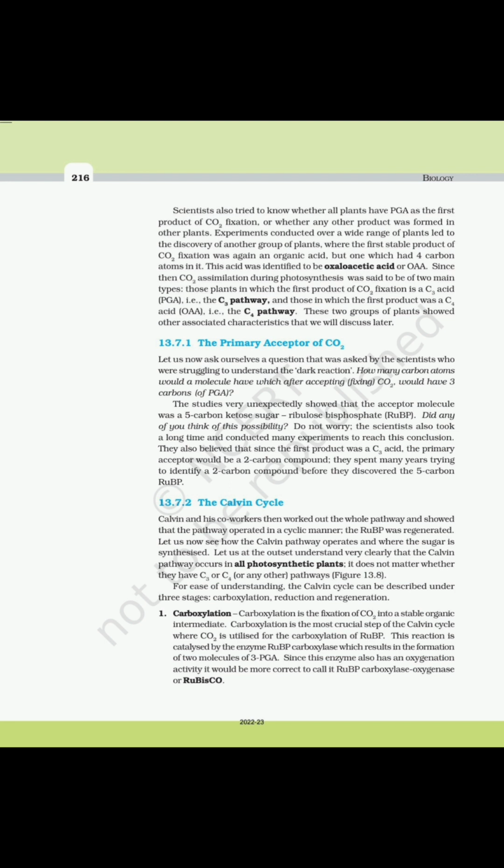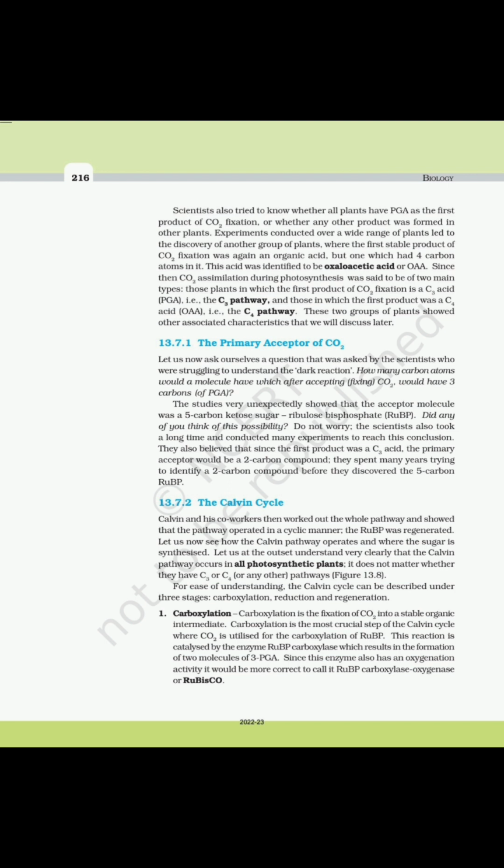Let us at the outset understand very clearly that the Calvin pathway occurs in all photosynthetic plants. It does not matter whether they have C3 or C4 or any other pathways. Figure 13.8. For ease of understanding, the Calvin cycle can be described under 3 stages: carboxylation, reduction and regeneration.